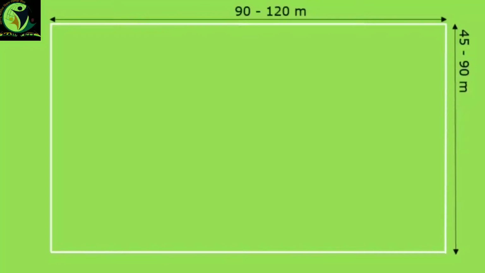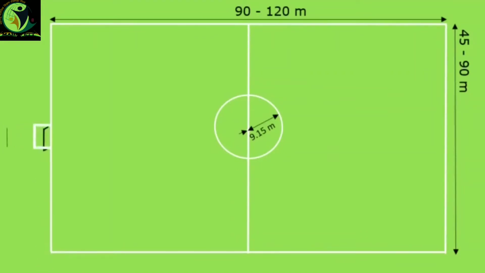The next line you're going to see is called the center line. The center line divides the field into two equal parts. The shape of the field turns into a rectangular shape. There is a center point or a center mark at the midpoint of the center line. A circle is drawn with a radius of 9.15 meters, or we can say a 10-yard circle.